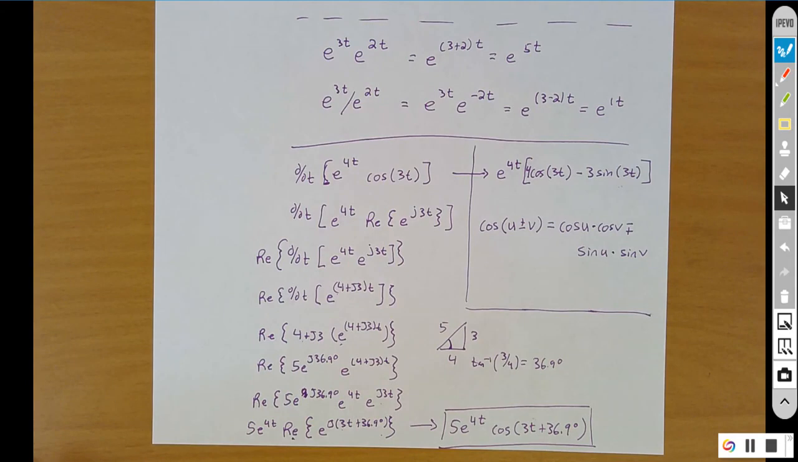Alright, and then you can always just check by plugging in some t's, so you can plug in t equals 0 and t equals 1, and you should see the same numbers pop out. But we prefer this form. We have a single cosine function.